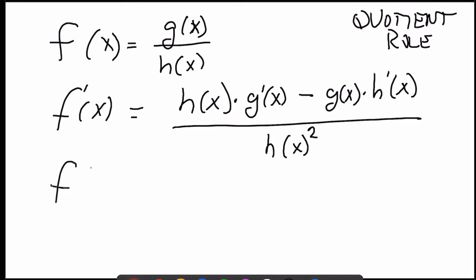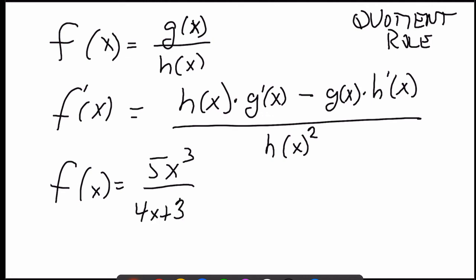All right, suppose that f of x equals 5x cubed over 4x plus 3. Okay, what's the slope of that? Well, you've got this formula, right? This is h, and this is g. So let's do it. 5x cubed, 4x plus 3.